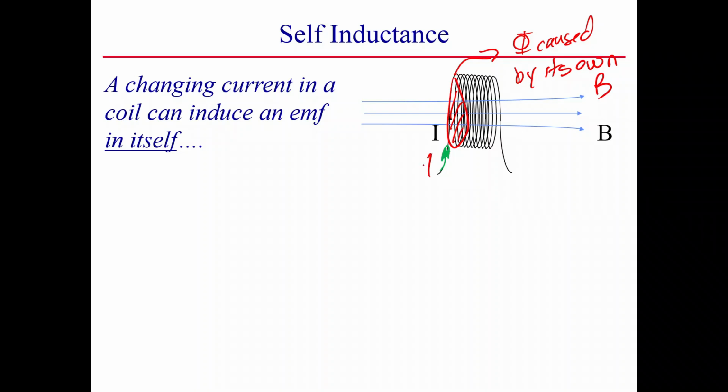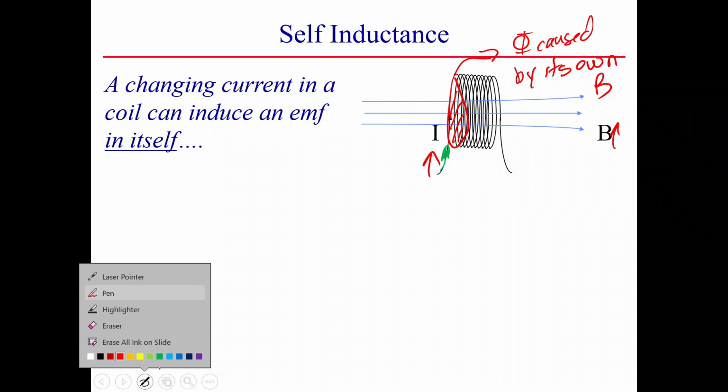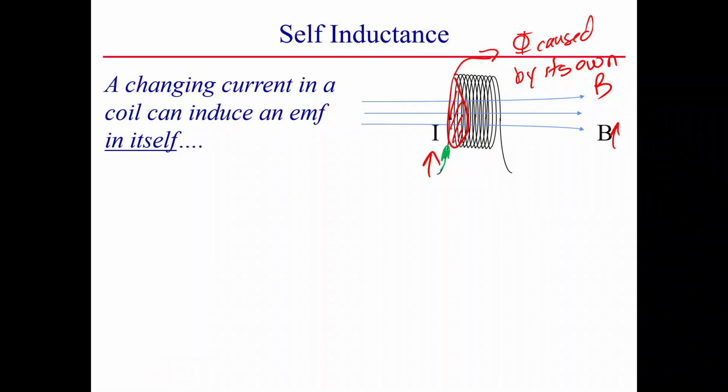If I increase the current coming into that solenoid, that is going to increase the magnetic field, which is going to increase the flux, which is then going to induce an EMF that opposes the change. So you're still going to get a B induced in the opposite direction, which means you're going to get a back EMF that tries to oppose that, and you're going to get an induced current that opposes that as well.